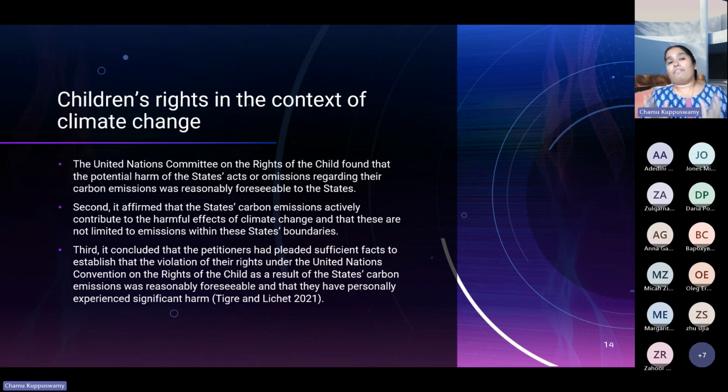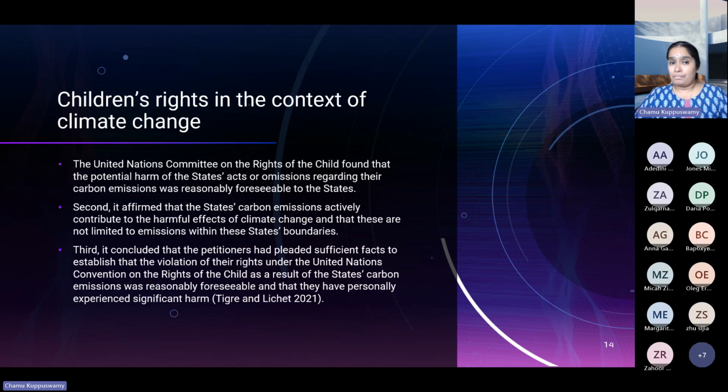So the UN committee found that potential harm of the state's acts or omissions, so omission to lay a policy or an act of not fulfilling the policy or not even laying out a policy regarding the carbon emissions, was reasonably foreseeable to the states. So you've got to know that the harm is possible, and the harm is possible because of what you do or what you omit to do. The second thing it confirmed was the state's carbon emissions actively contribute to the harmful effects of climate change.